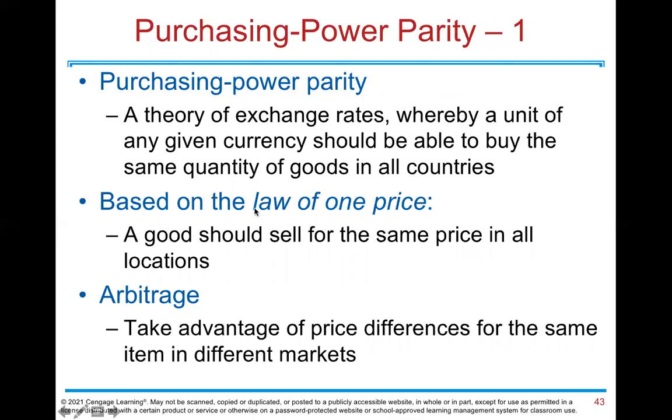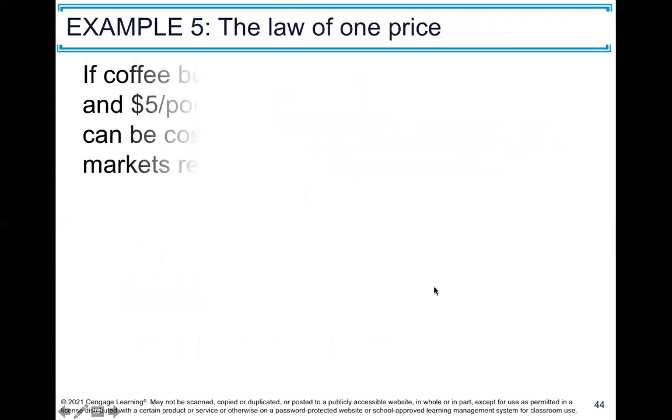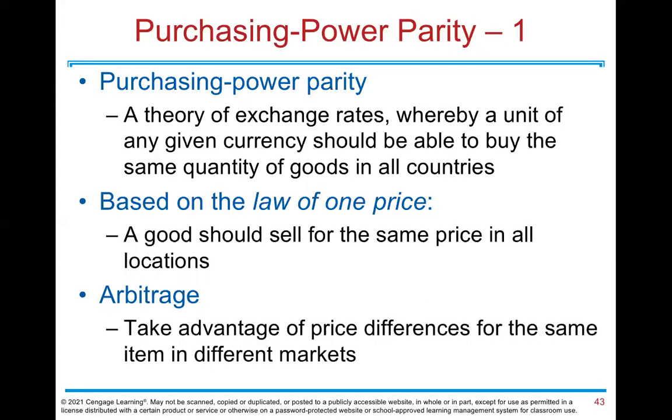And that's the idea that, based on the law of one price, the same good should sell for the same price in all locations. Why should this happen? Well, because if there were different prices for the same good, then we can make arbitrage profits. Arbitrage profit says that we can take advantage of price differences in different markets. So let's take an example of arbitrage. Let's see how based on the law of one price and based on arbitrage, we should have purchasing power parity in theory. Of course, in the real world, this doesn't happen, but let's see how this should work in theory.